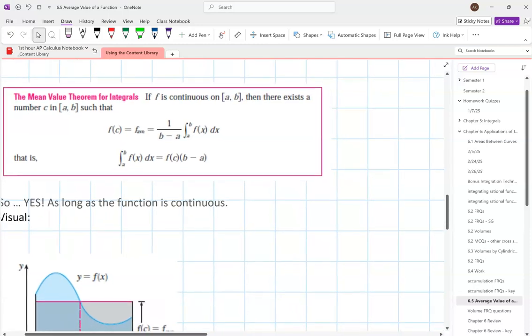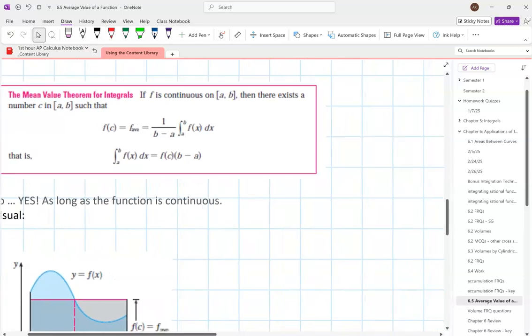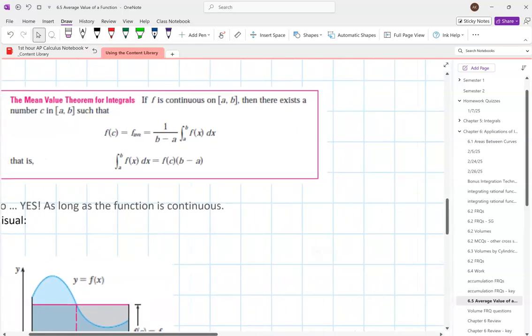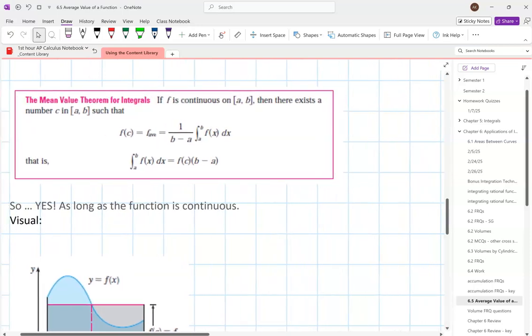And in fact, that's what we say in the next piece. The mean value theorem for integrals says if f is continuous on a, b, then there exists some number c on that interval a to b such that f of c is equal to the average value. And furthermore, the integral from a to b of f of x dx is equal to the average value times the length of the interval. So exactly what I just illustrated graphically. Does that feel okay?